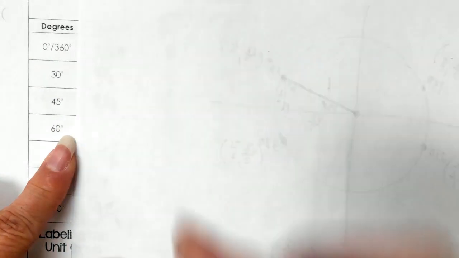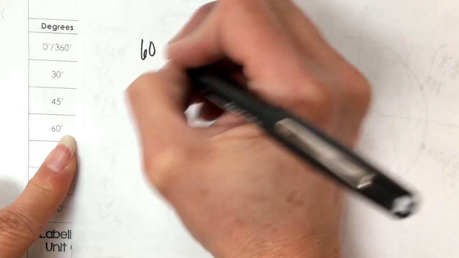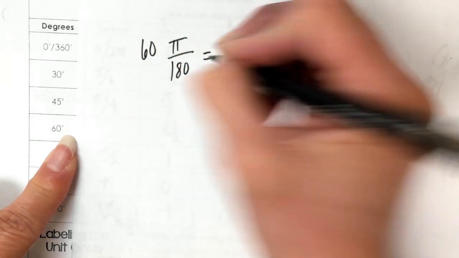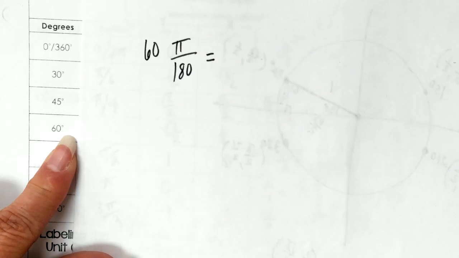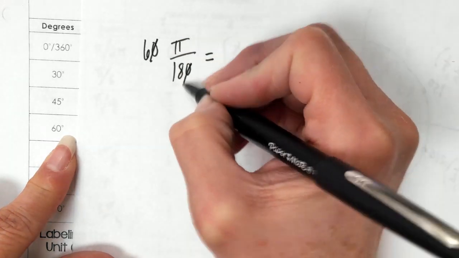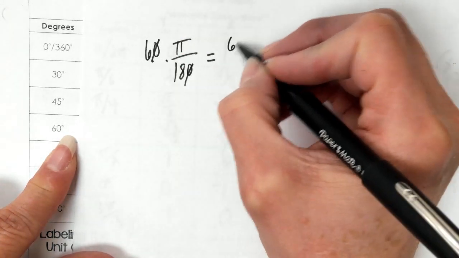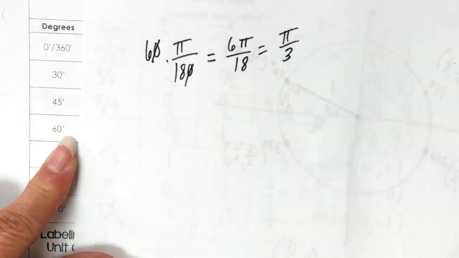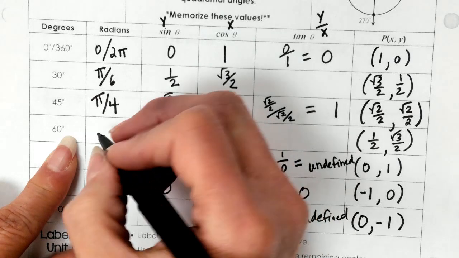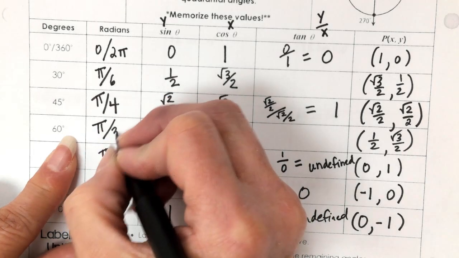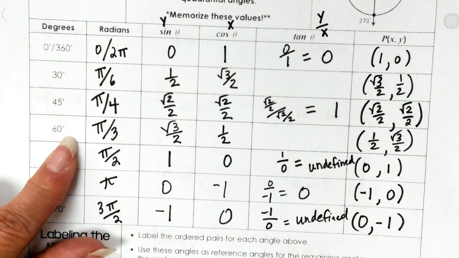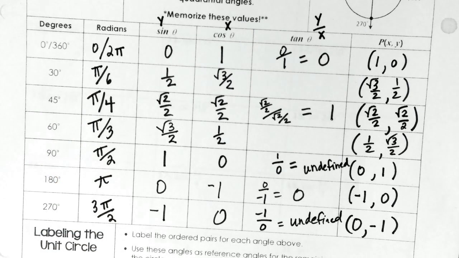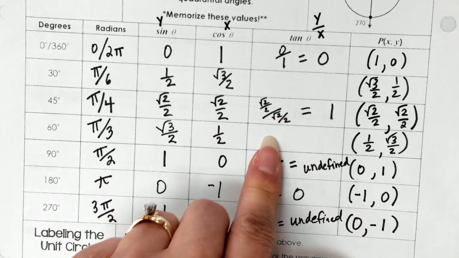If you do that again with the 60 and convert it to radians by multiplying by pi over 180, your zeros can cancel, and you get 6 pi over 18, which reduces to pi over 3. So 60 degrees is the same as pi over 3 radians. Now the last part is finding their tangent.